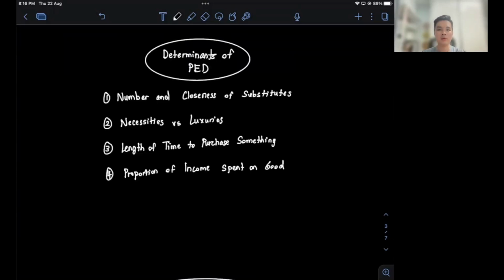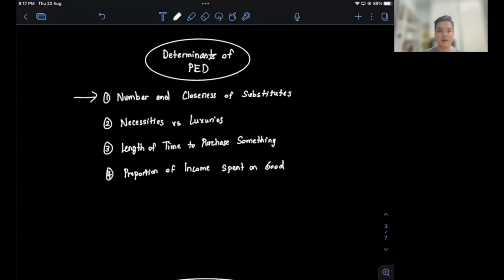Now moving on to determinants of PED, there are 4 primary determinants of PED. Just like how demand in the previous chapter has non-price determinants, there are 4 key determinants that influence our understanding of PED. The first one would be number and closeness of substitutes, as we see over here. So, a good with more substitutes usually has more elastic demand. So, for example, a phone as a category has no substitutes. So, demand for phones is quite inelastic because consumers can't switch products from phones to something else.